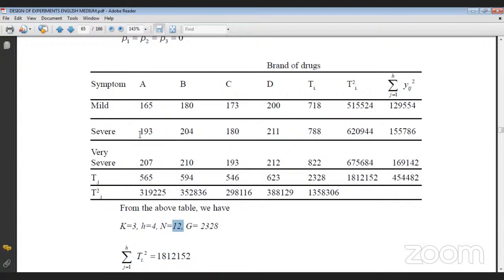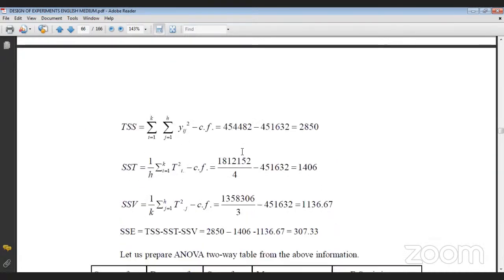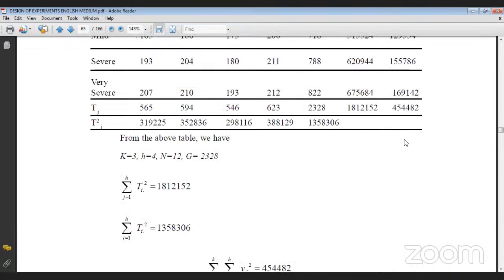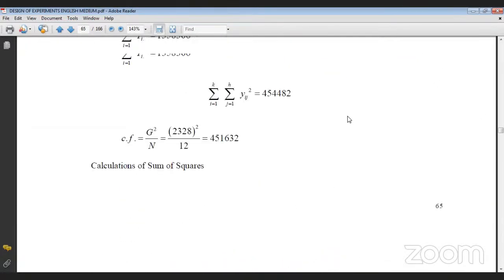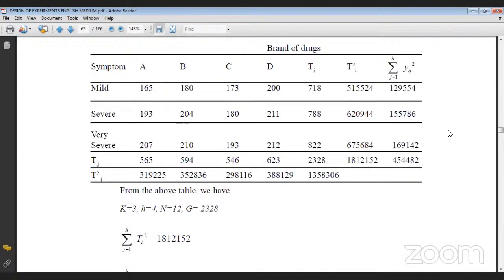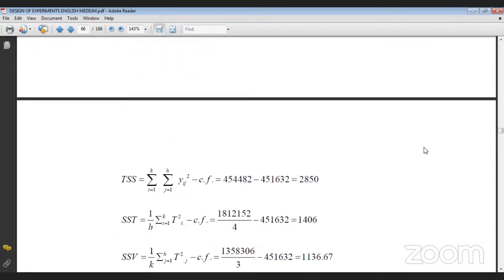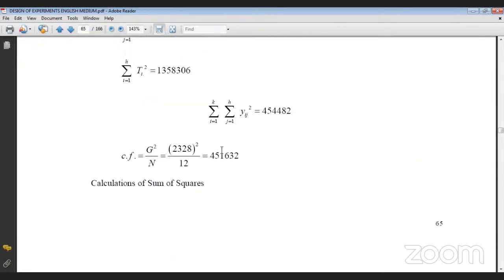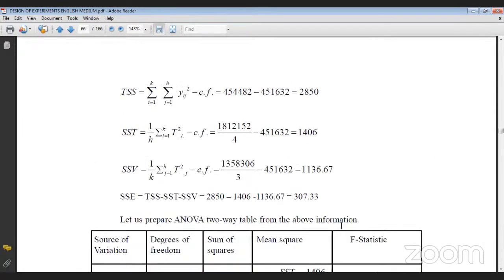I will cross verify and tell you. Don't worry, this one I will cross verify and tell you. And the problem, these are the values I have spoken here. So the value is 454482. That means minus Yij square 45, 4 by 1362, the 2328 value 45162. I'm taking the Ti square value.